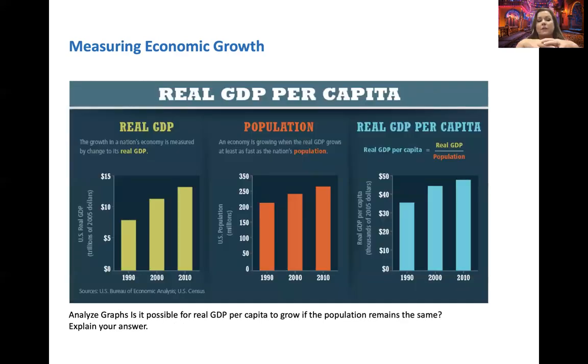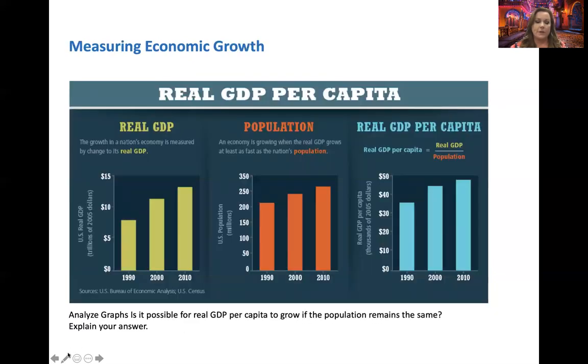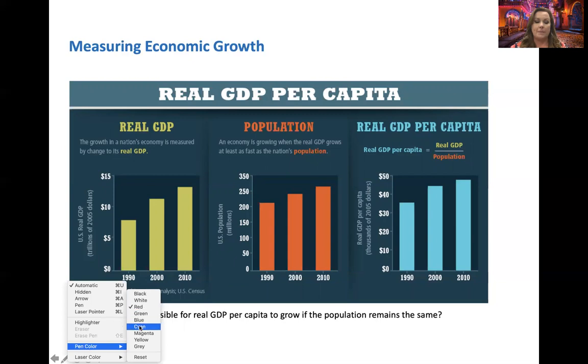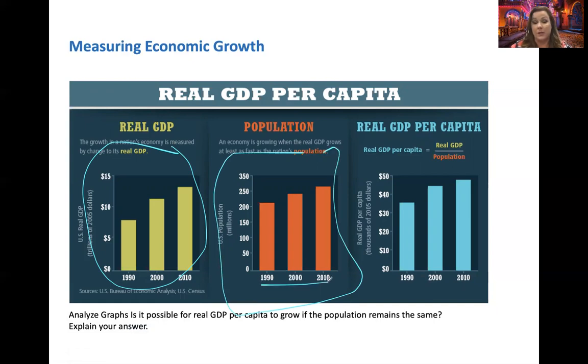We can't just look at GDP per capita, or we can't just look at GDP, because there's a problem if we just look at GDP. If we look here at the very first graph, you're going to see that real GDP has increased over 20 years. But if you look, the population has also increased over 20 years.